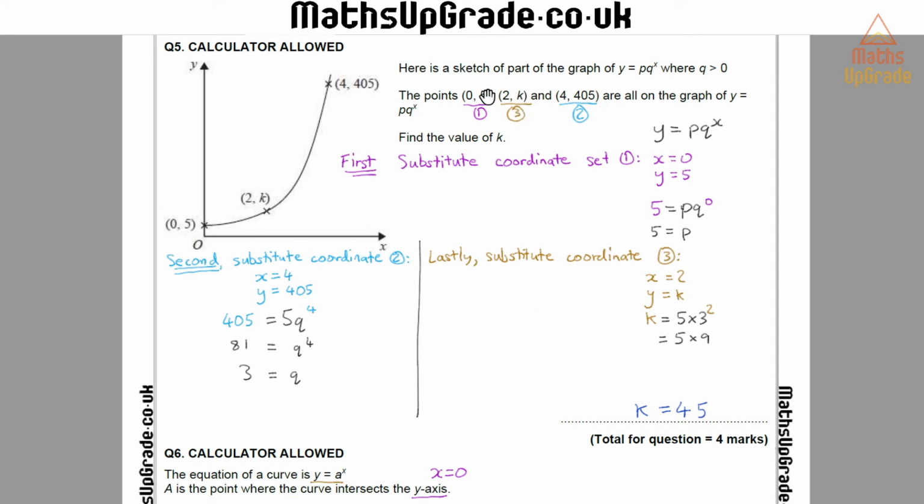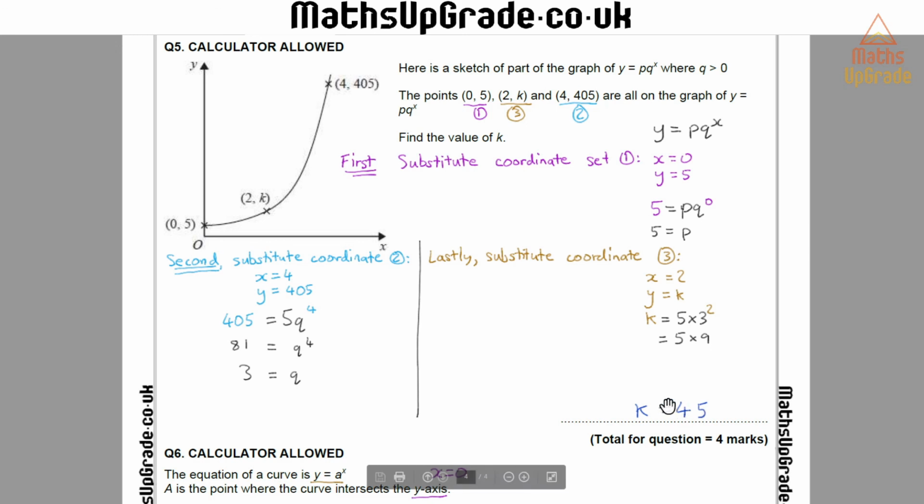So now I can substitute this last coordinate into this equation that I've been given, and I can find the value of k. So this coordinate, x equals 2, y equals k. So y equals k, so k equals p, which is now 5, times q, which is 3, to the power of x, which is 2. K equals 5 times 3 squared. 3 squared is 9 using BIDMAS. 5 times 9, 45.